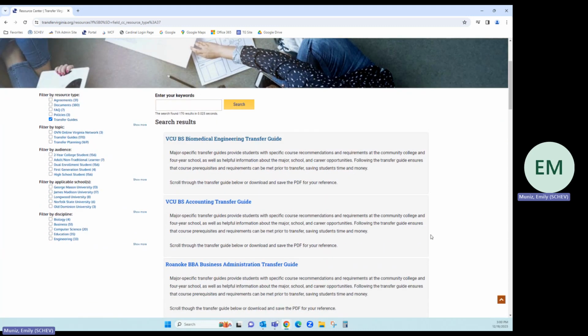Currently, there are 170 transfer guides. That number is going to increase as time goes on, as four-year institutions are creating these transfer guides every semester. We are about to add approximately 90 more early this spring.